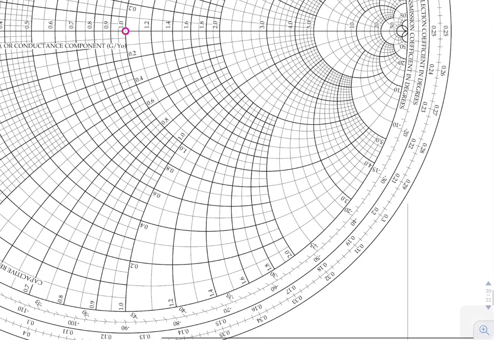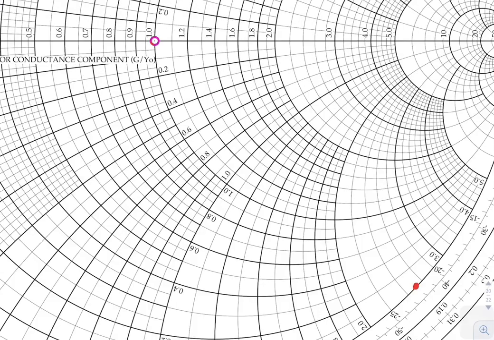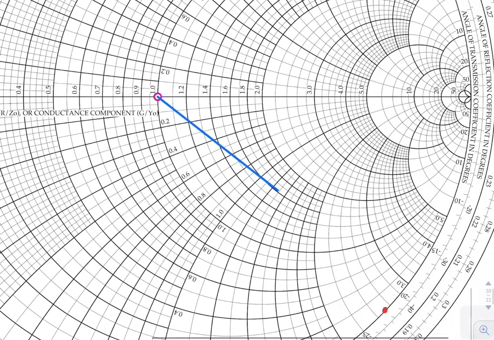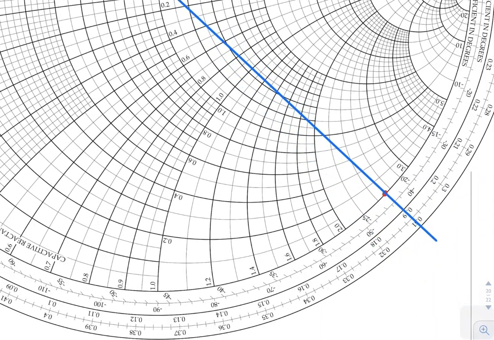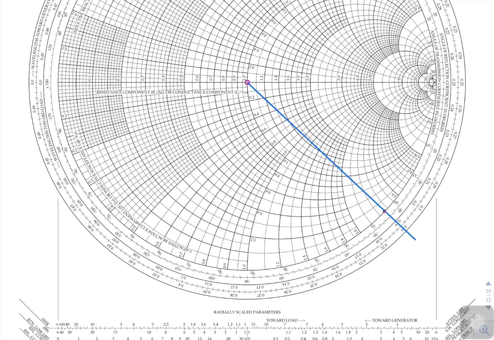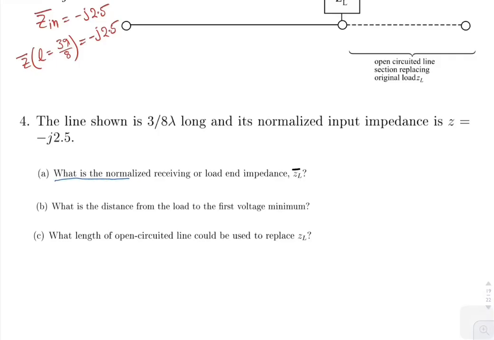So this is 2.0, this is 3.0. 2.5 means this is 2.2, 2.4, 2.6, 2.8, 3.0. Therefore 2.5 means this point. Draw a line from the center of the Smith chart to this point. This point represents z in bar, that is equal to minus j 2.5. The first question he asked is, what is the normalized receiving or load end impedance?